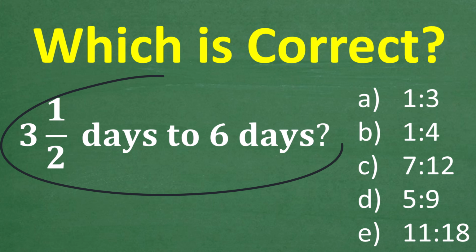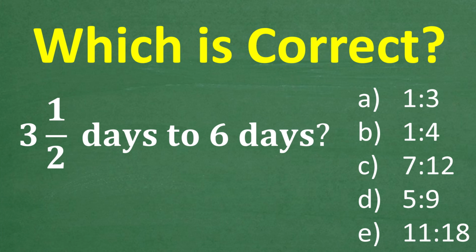So we have this ratio right here, 3.5 days to 6 days. And then we have some options over here, which are ratios themselves. Obviously, this is a multiple choice question, and one of these ratios is equivalent to this ratio. So let's take a look at our choices. A is 1 to 3, B is 1 to 4, C is 7 to 12, D is 5 to 9, and E is 11 to 18.